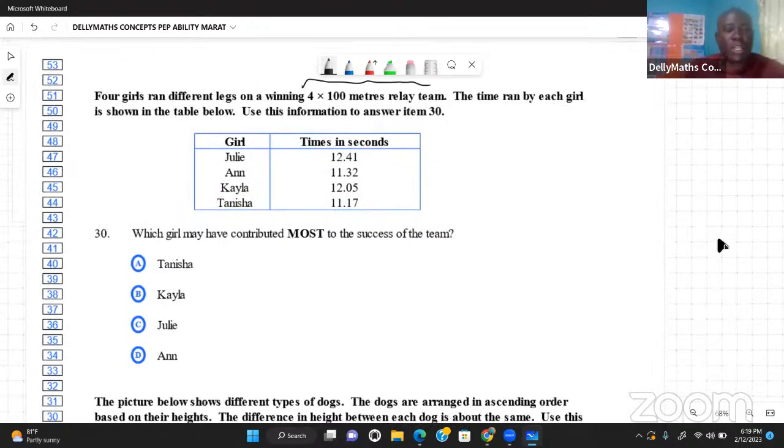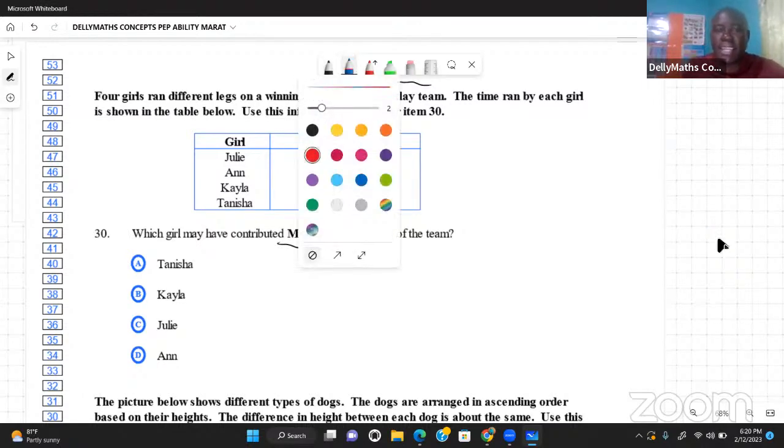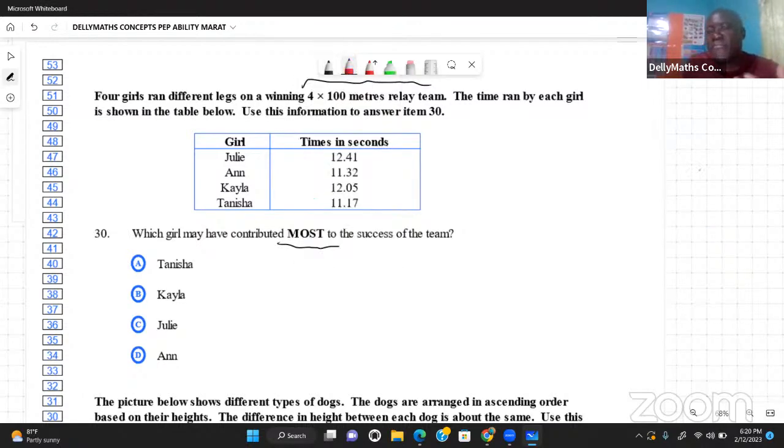Now, which girl may have contributed most to the success? Now, whenever you're talking about running, right, the faster person would complete the journey in less time. Please bear that in mind. So you're looking for the person with the lowest number. The smallest number here means that that person ran the fastest over their 100 meters.